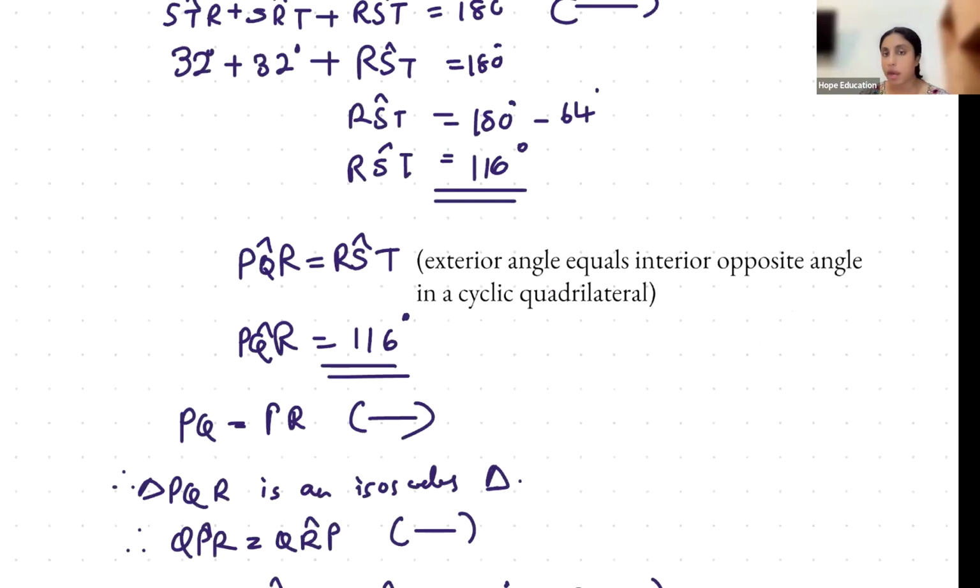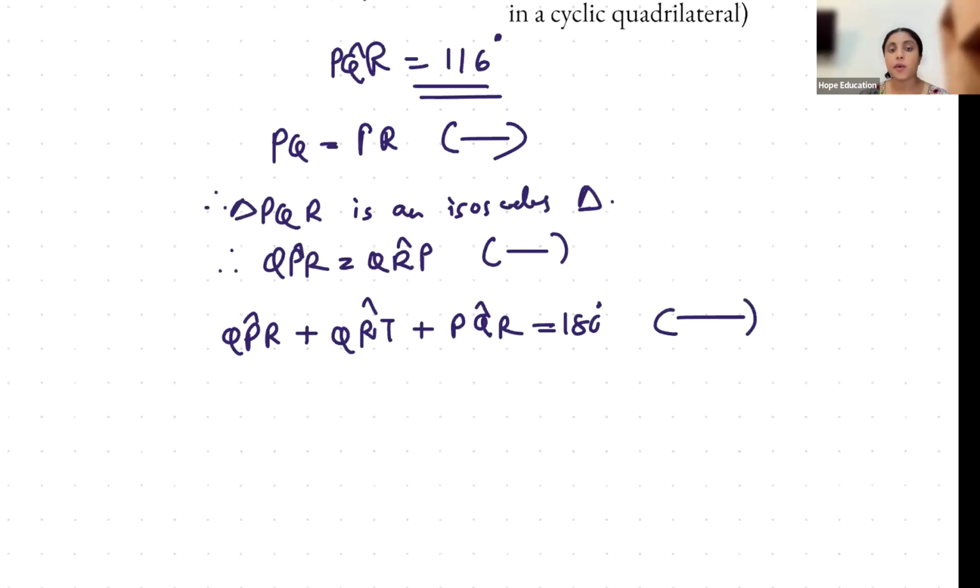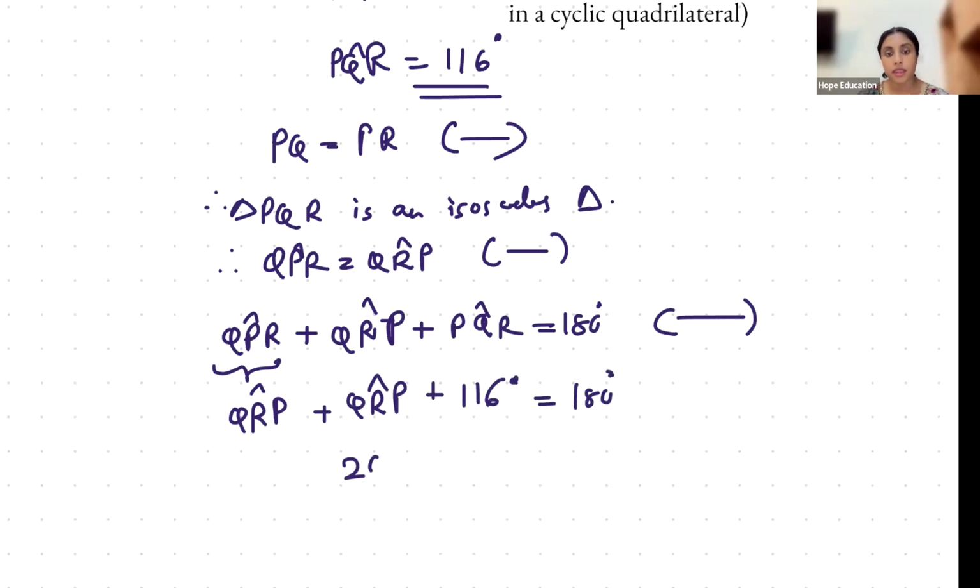What we need to find is QRP, and PQR we know is 160. Look, children, QPR and QRP are equal. Therefore, instead of QPR, I can write QRP. QRP here also QRP. PQR, I know that is 160, equals 180. So this is 2QRP equals 180.